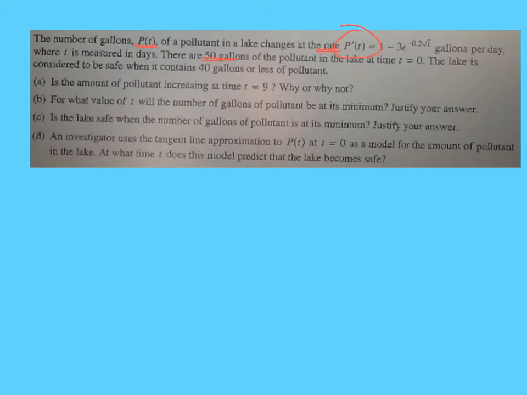Is the amount of pollutant increasing at time equal to 9? And let's say why or why not. Let's look at the rate at which the pollutant is changing at this time. So there we're going to do P prime of 9. There's the rate at which the pollutant is changing at time equal to 9. So 1 minus 3e raised to the negative 0.2 root 9. We're just going to punch that straight into our calculator.